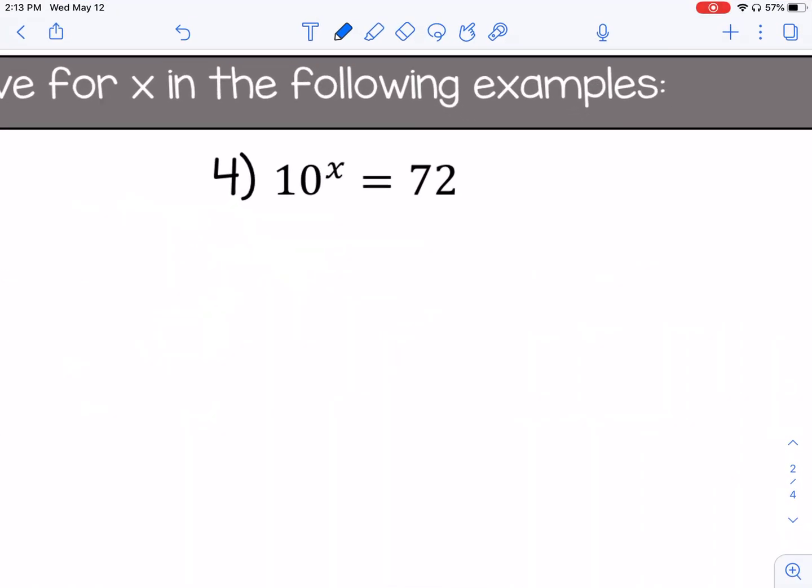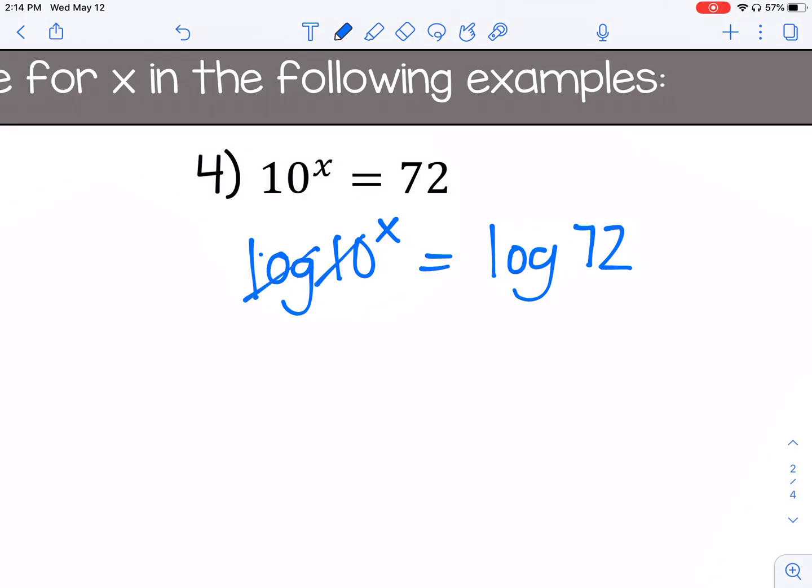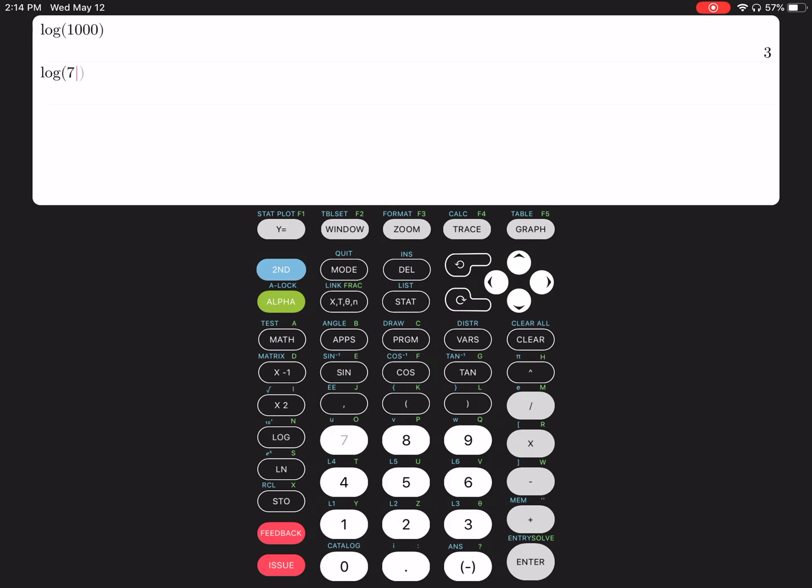Let's look at this one. 10 to the x equaling 72. I don't know what power 10 has to be to get to 72. So I'm going to take the log of 10 to the x, and what I do to one side, I've got to do to the other. I know that taking this log makes that 10 go away, so now we just have x. Log of 72. Go to your calculator, and we want to find out the log of 72. We get 1.86.